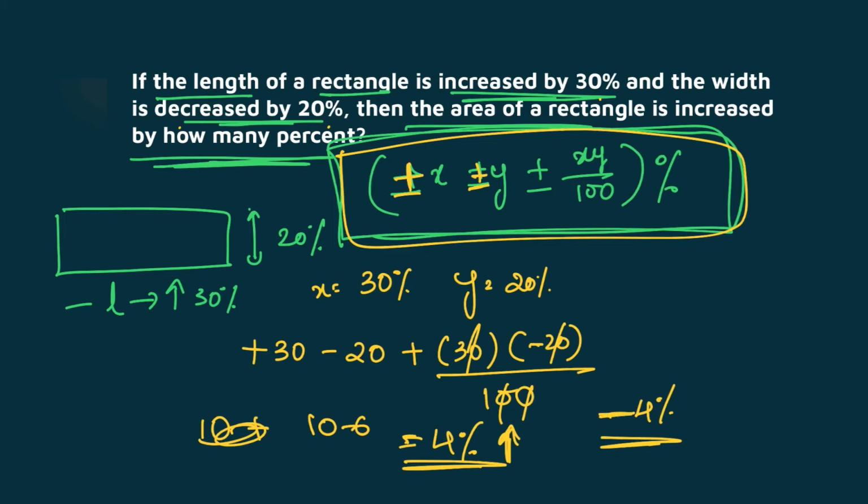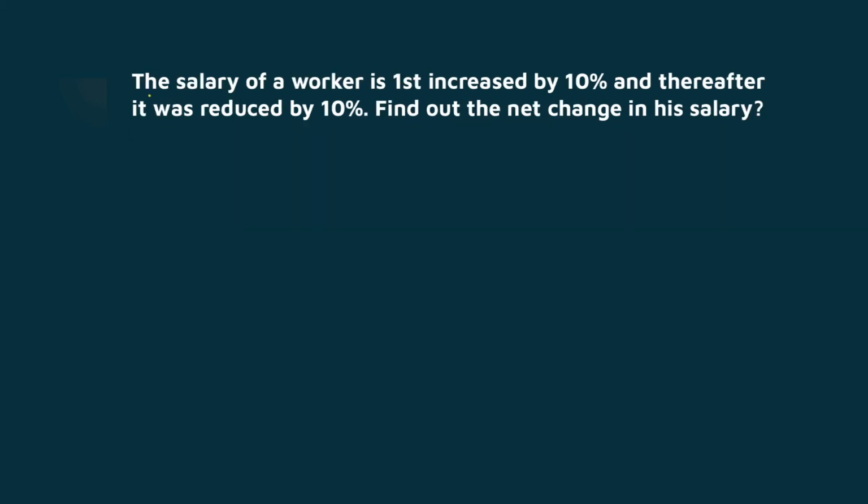So this sign, plus or minus, indicates whether the area of any rectangle or square has increased or decreased. The salary of a worker is first increased by 10% and thereafter it was reduced by 10%. Now find out the net change in his salary.